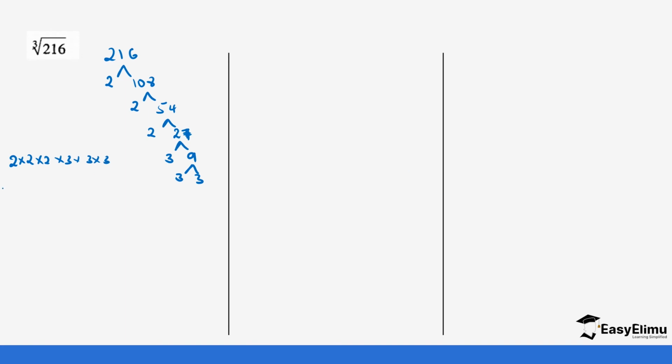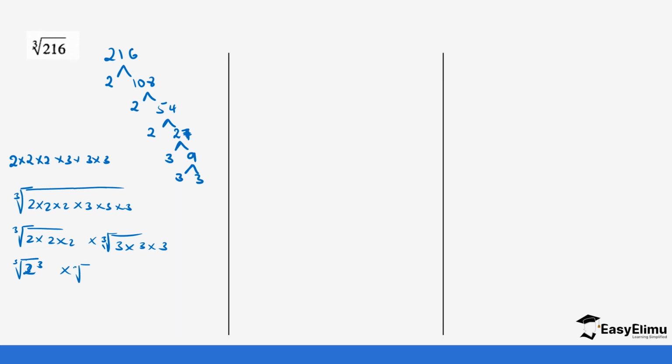We repeat the question now, putting these factors under the cube root. So the cube root becomes the cube root of 2 times 2 times 2 times 3 times 3 times 3. We can separate to make our work easier. This becomes the cube root of 2 times 2 times 2 times the cube root of 3 times 3 times 3. This is the same as the cube root of 2 cubed times the cube root of 3 cubed. The number that multiplies by itself 3 times is the cube root. In this case it will be 2, and in this case it will be 3, which gives us the answer, 6.